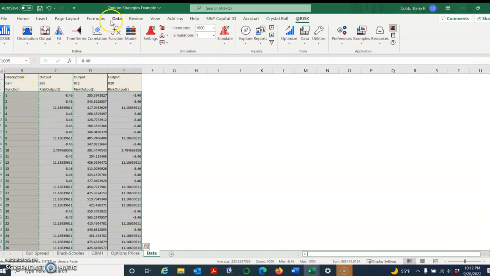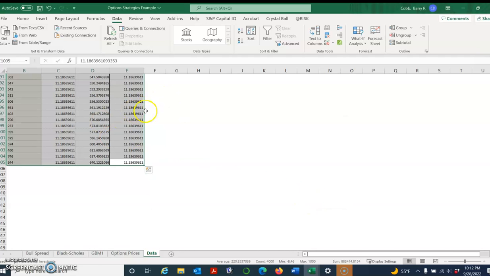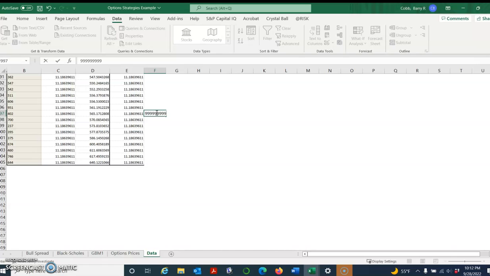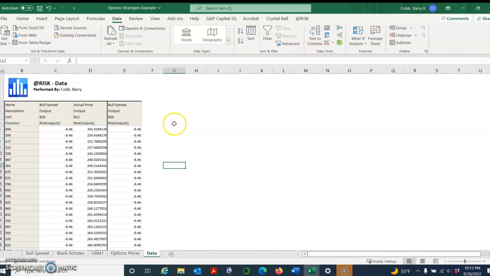And we're going to go to data and sort this. And so we're going to sort this by, in my case, I did not highlight any headers. So we're just going to sort this by column D. And column D is the actual stock prices that were simulated. Okay. So now we have here actual price, and we have the BullSpread output or the BullSpread payoff.